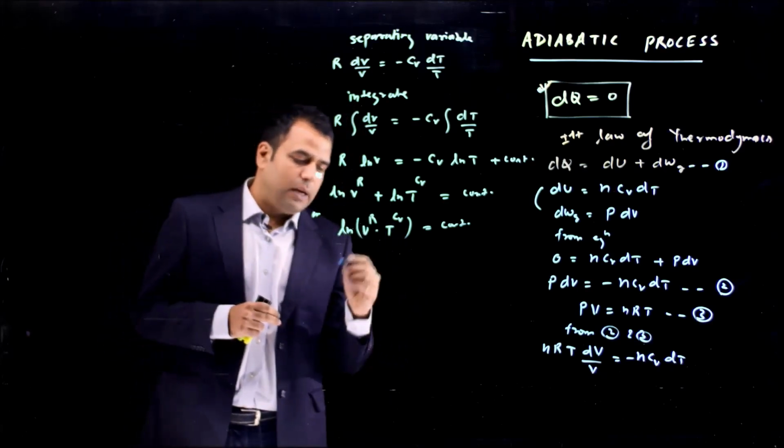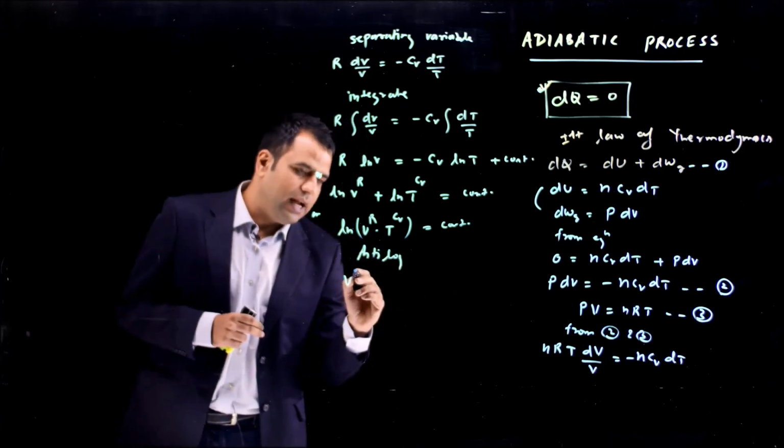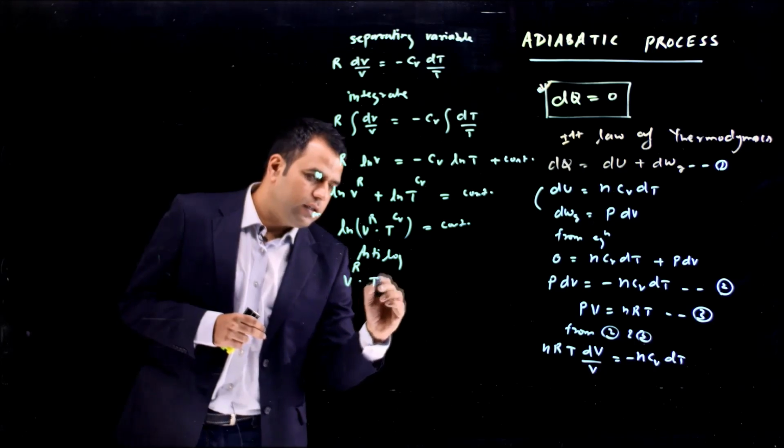Let's take the anti-log. Upon taking the anti-log, we'll have v to the power r t to the power cv.